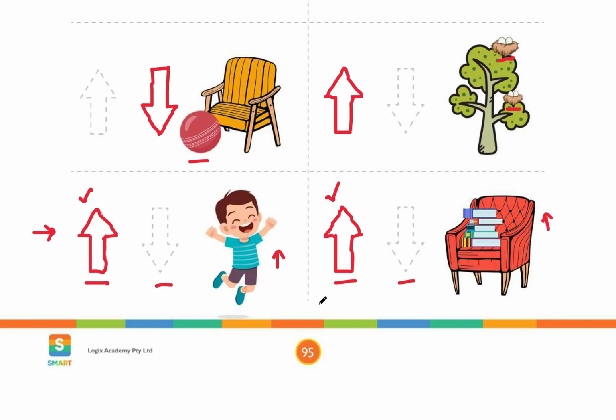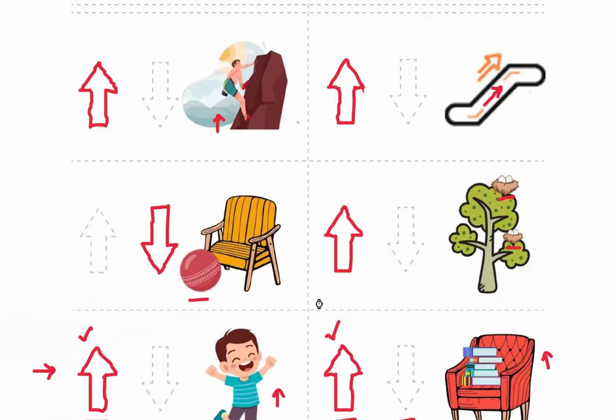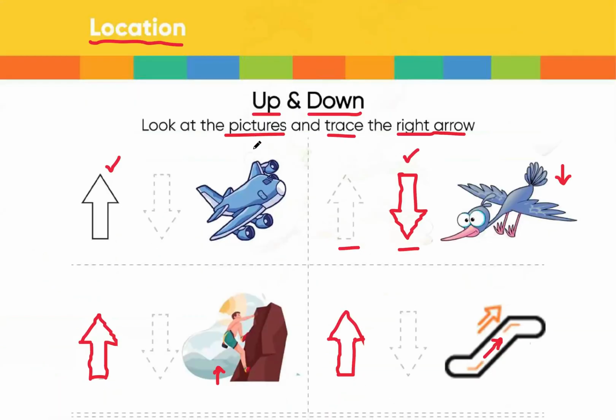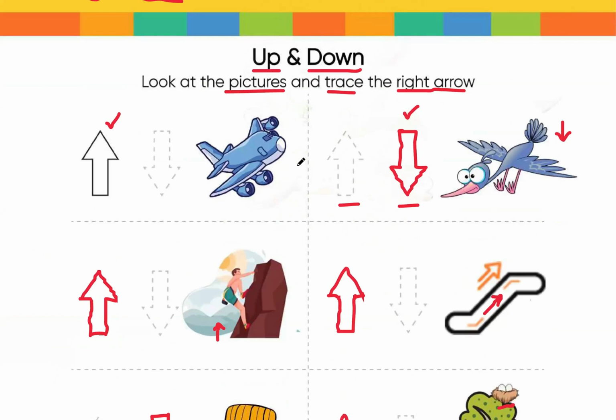So this is what you have to do in this task. You always have to look at the picture. For example, in the picture of this airplane, this airplane is in the up position. This airplane is moving from the ground to the sky, right? So that means you would trace the arrowhead that is pointing in the upward direction, right? And if there are some pictures in which the object is on the floor, that means that you have to trace the arrowhead that is pointing in the downward direction.